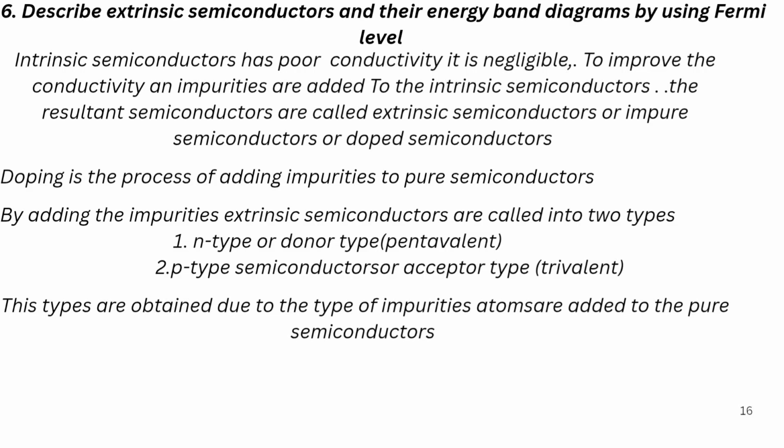That is called extrinsic. We are adding two types of impurities. There are two types of impurities in the extrinsic semiconductors: n-type or donor type, which is from pentavalent, and our second impurity is p-type semiconductor, called acceptor, which is from trivalent. These types are named due to the type of impurities added to the pure semiconductors. See here, you can get some clarity.